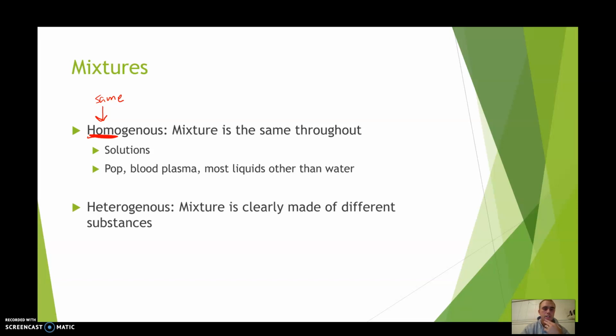The other type of mixture is heterogeneous, and again, another easy way to remember heterogeneous is by your prefix. Hetero means different. Okay, so these types of mixtures are clearly made up of different things. With your eyes, when you look at it, you can see different things in this mixture, and you can tell, oh, that's this part and that's this part. There's two separate parts, or three or four or five separate things in this mixture. It doesn't look the same. Okay, so it looks different.